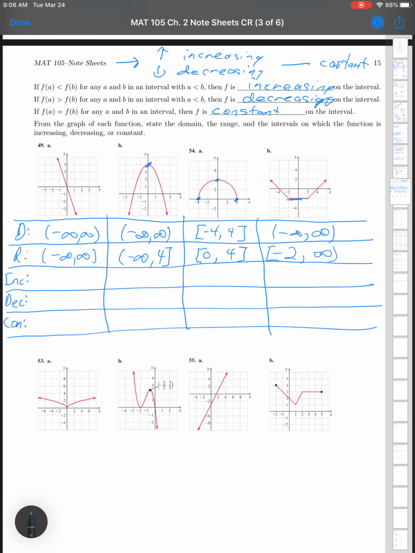So that we've talked about previously, but now let's talk about this new idea of increasing, decreasing, and constant. The idea here is as you go from left to right on the graph, is the graph going up, down, or staying the same? So in this first one, this graph as we go from left to right is always going down. So it's not increasing, but it is decreasing everywhere. So we can say negative infinity to infinity, it's decreasing, and then it is also not constant anywhere.